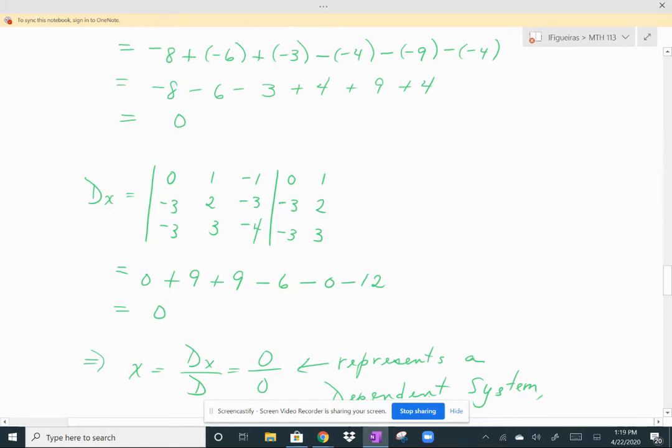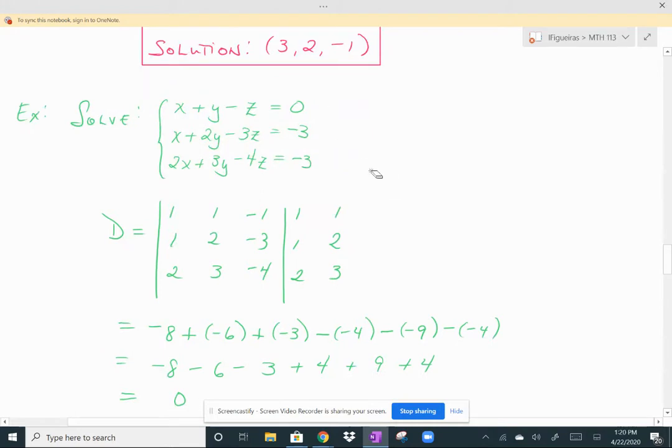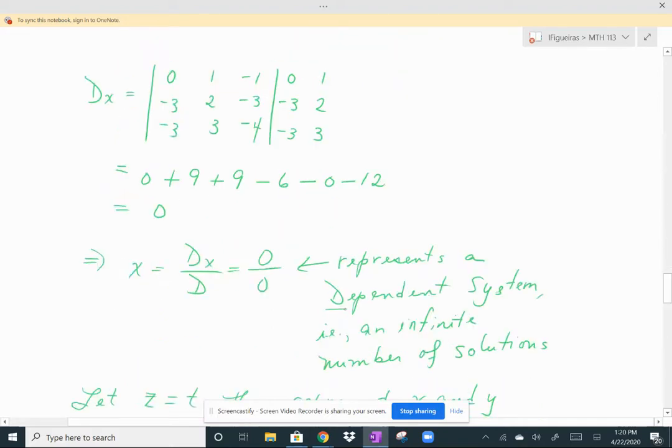So remember, to compute d sub x, column 1 gets replaced by the constants, 0, negative 3, negative 3. So if we go back to the equations, those were the constants to the right of the equal sign, 0, -3, -3. So that replaces column 1. The rest of the matrix should look the same. Repeat columns 1 and 2, and when you do the computation for that, you get 0 again. Now, that means something special. When you get 0 over 0, that represents a dependent system, which means there are an infinite number of solutions.